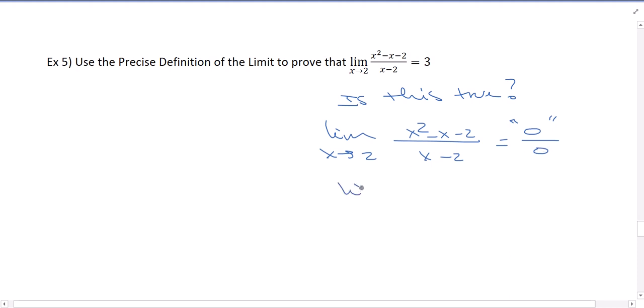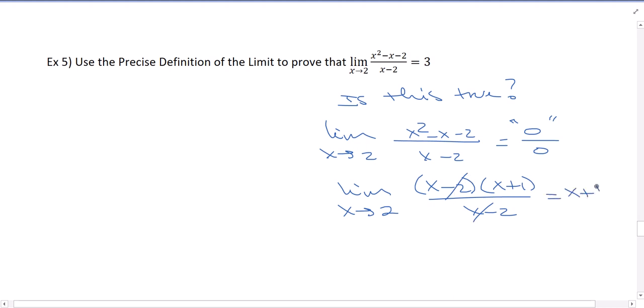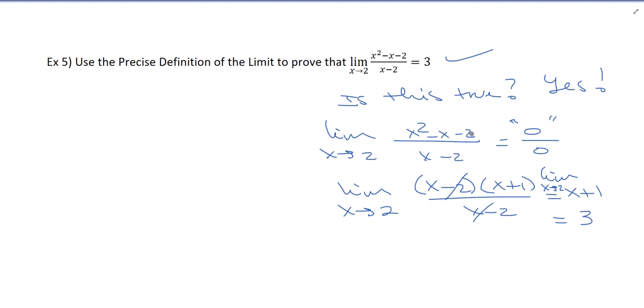So what does 0 over 0 mean for a limit? Do some algebra. The algebra we're going to do here is factor. Two numbers that multiply to negative 2 and add to negative 1: x minus 2 and x plus 1. So those cancel, which means we have a hole in the graph. The limit ends up being the limit as x goes to 2 of x plus 1, which, plugging in 2, you get 3. So is it true? Yes, it checks, so that means I can prove it. If you're asked to prove something that is false, you're going to run into some issues when you're trying to do the proof, like a delta is not going to come out. So make sure that you're proving something that is true.